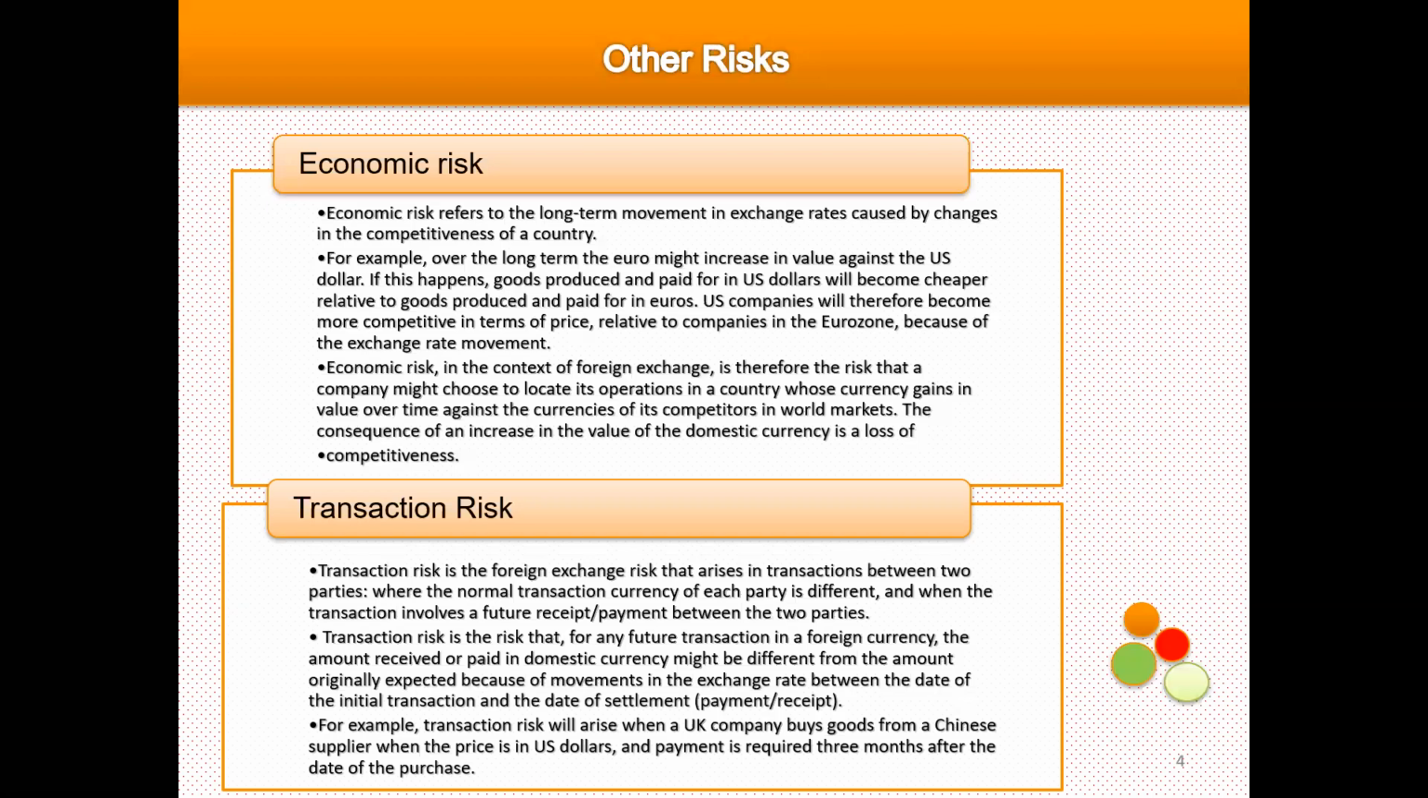So I give a typical example here. Transaction risk will arise when a UK company buys goods from a Chinese supplier when the price is in, let's say, US dollars or UK pounds, or whatever it is, and payment is required 3 months after the date of purchase. Yeah. So what you expect it to be and what it actually turns out to be, it's very, very different. It's quite weird.